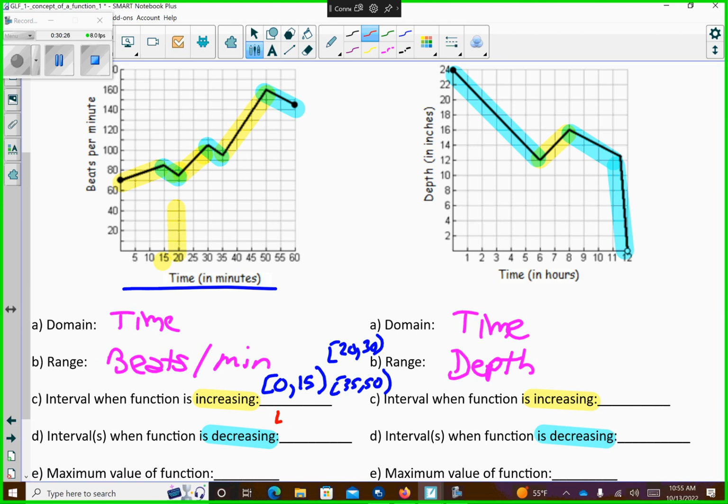And then it's also decreasing from here to here. So from 50 to 60. Is that 60 a solid dot or an open dot? Solid. Okay. Ooh, that's a little different. Let's see if we can figure out the same thing on the other one. It's increasing from here to here. Okay. Let's see if we can write that then. So it's increasing from 6 to 8. So I'll go hard bracket 6, soft bracket 8.